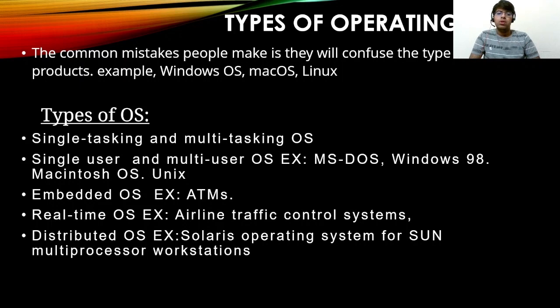Example, MS-DOS, Windows 98, Macintosh, etc. Then our embedded operating systems, where we have a small chip where the operating system is placed in a larger device. Example, our ATMs. Then the real-time operating systems, example in our airline traffic control systems, where we need real-time information about the flights which are entering and exiting the airport. Then distributed operating systems. These are basically used in workstations to manage and perform other tasks in workstations.